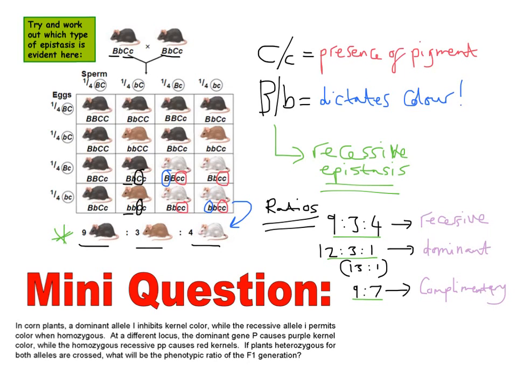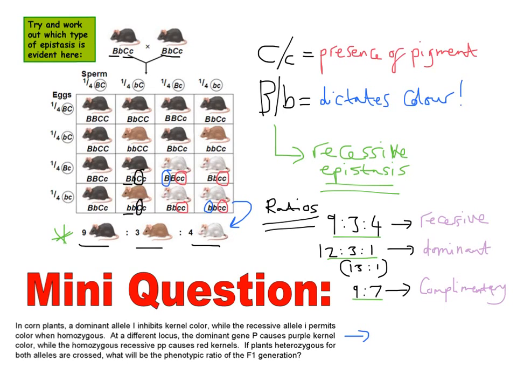So it says that in corn plants, a dominant allele, capital I, inhibits kernel colour, while the recessive allele, little i, permits colour when homozygous. Now, at a different gene locus, the dominant gene P causes purple kernel colour, while the homozygous recessive, little p, causes red. So if plants heterozygous for both alleles are crossed, what will be the phenotypic ratio of the F1 generation?